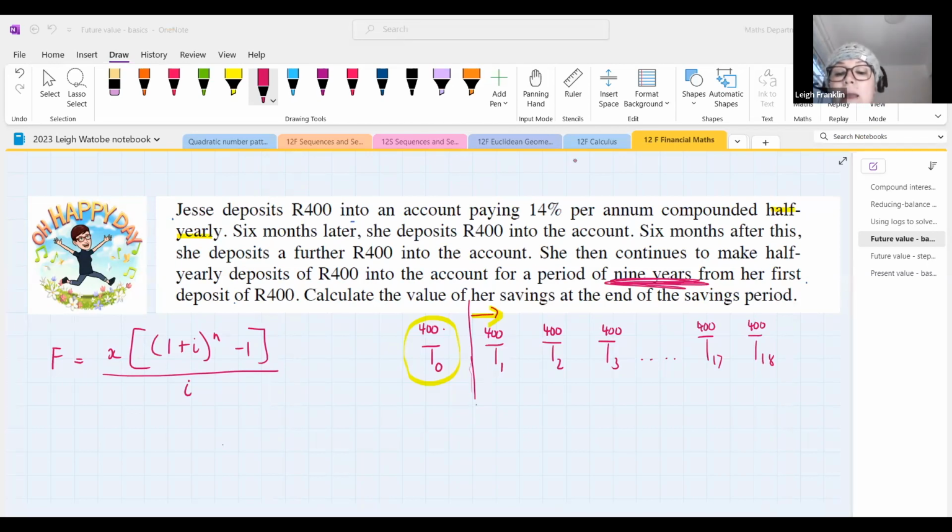Okay, so N is going to be equal to, all right, she's depositing the money 2 times a year, half yearly. She does this for 9 years. But then we have got this additional payment at T0 that she made, all right, when she opened the account. So there has to be a +1 in this case. So N is equal to 19.